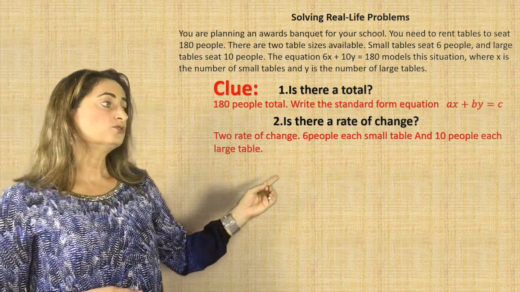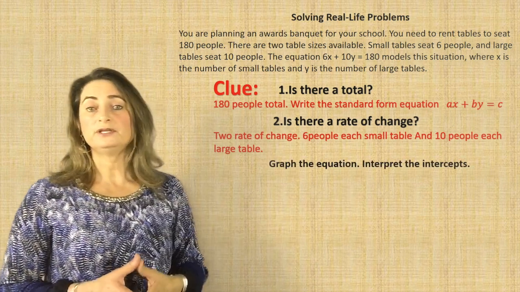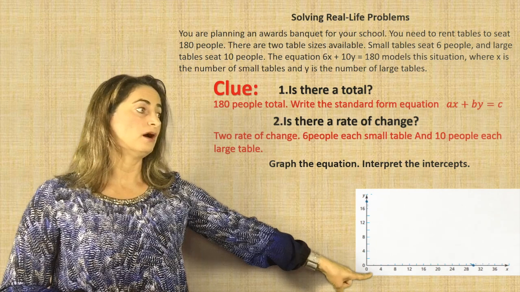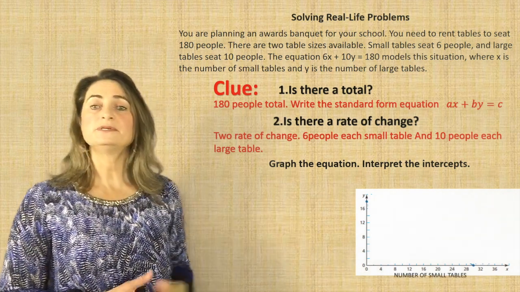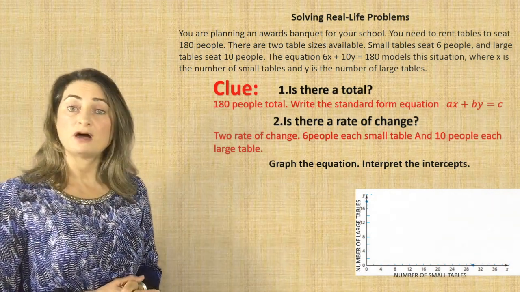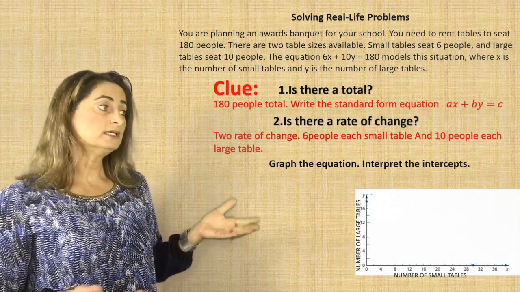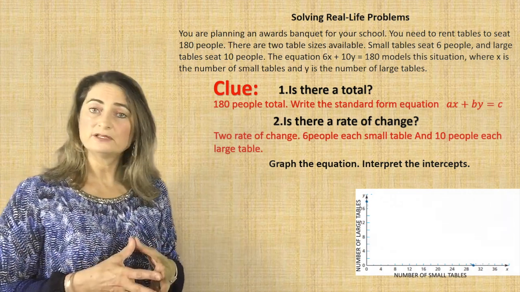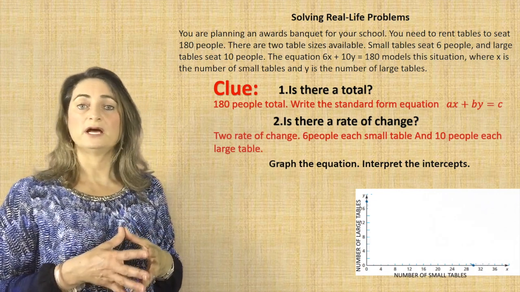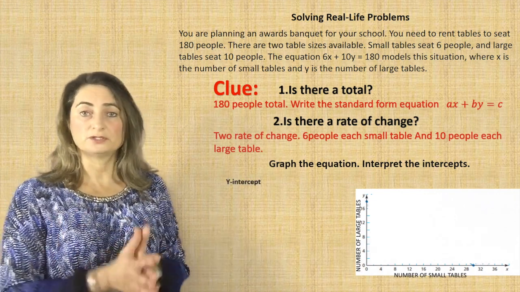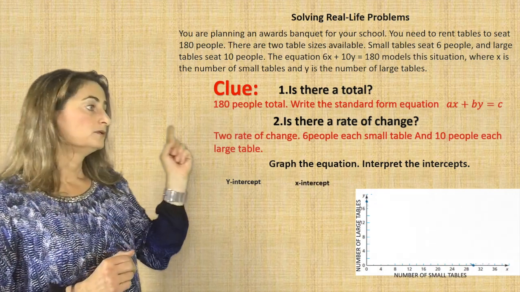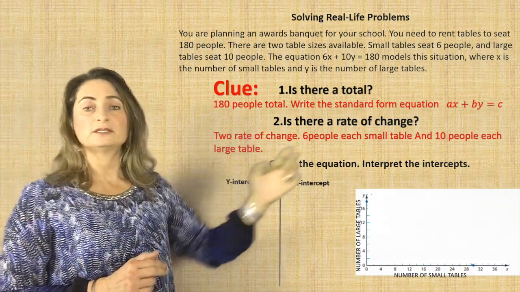Now, the question is to graph the equation and interpret the intercepts. Here's the graph where x represents the number of small tables and y represents the number of large tables. Since they already gave you the equation, we don't need to write it. But to graph it, we need the 2 intercepts. And I will show you a much easier way to do that instead of substituting with 0.